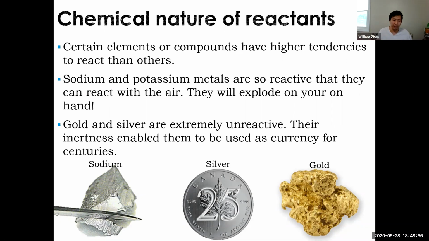Gold and silver are unreactive, so they can basically last for decades without changing their mass. All right, it's very difficult to get gold and silver to react. Silver less so, but especially gold is really hard to get to react with something. So as a result, we use that property to our advantage. All right, so differences in chemical nature can account for differences in rate of reaction. So sodium will probably always react faster than gold. Doesn't matter what you do, sodium is going to be faster.